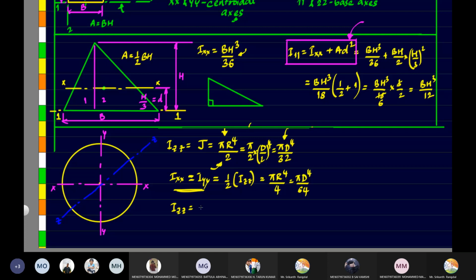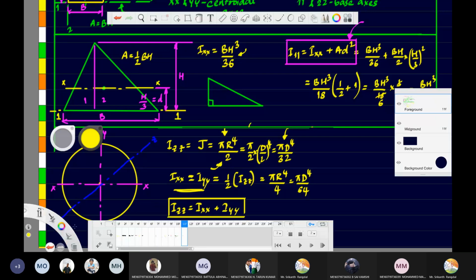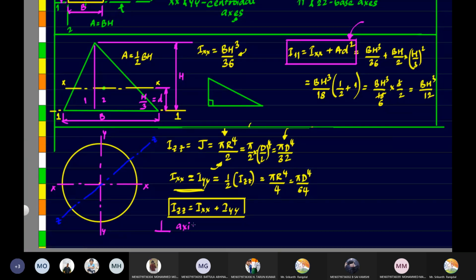IZZ is equal to IXX plus IYY. So this relation is called the perpendicular axis theorem.